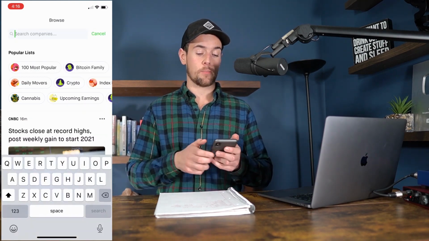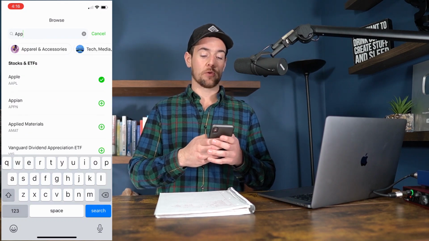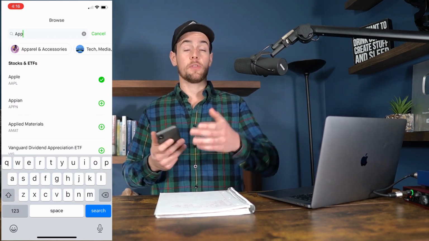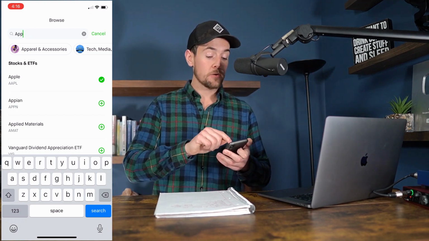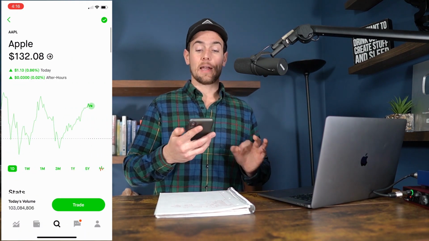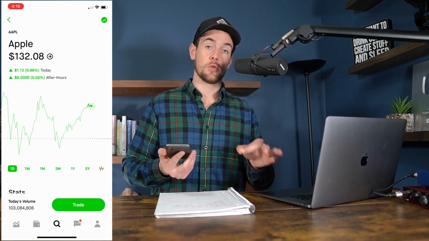So let's say, for example, you were looking at purchasing some Apple stock. Well, what you would do is type in the search bar Apple or the symbol, which is AAPL. Then you're going to go ahead and click on that stock, and I want to show you what information you have available to you here.